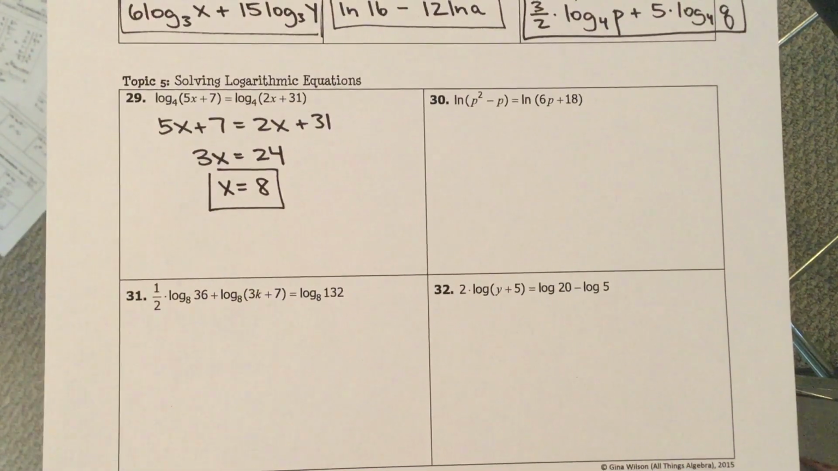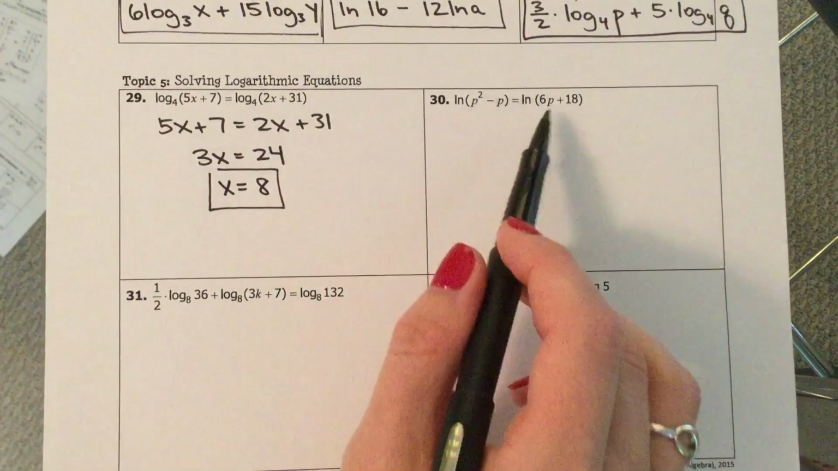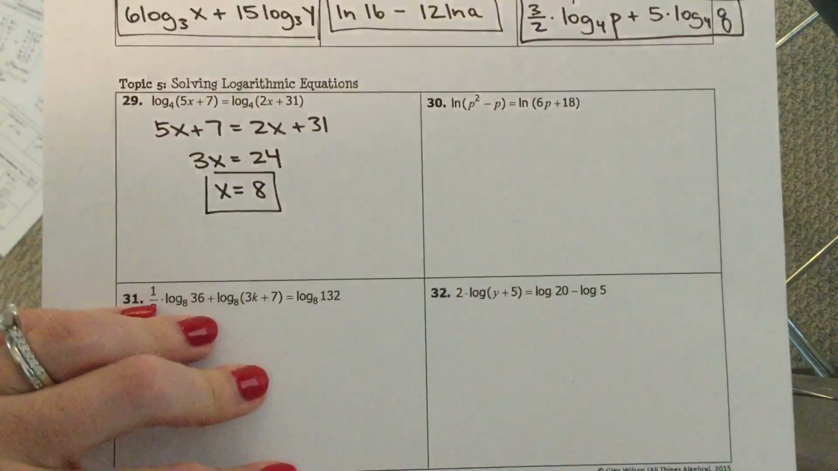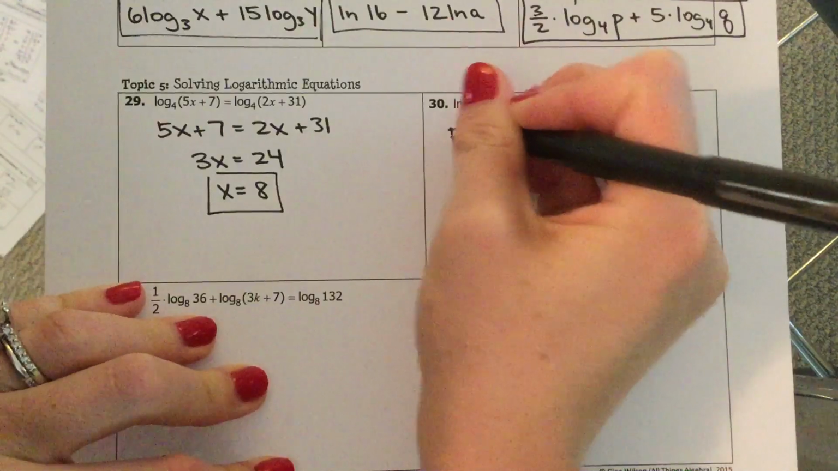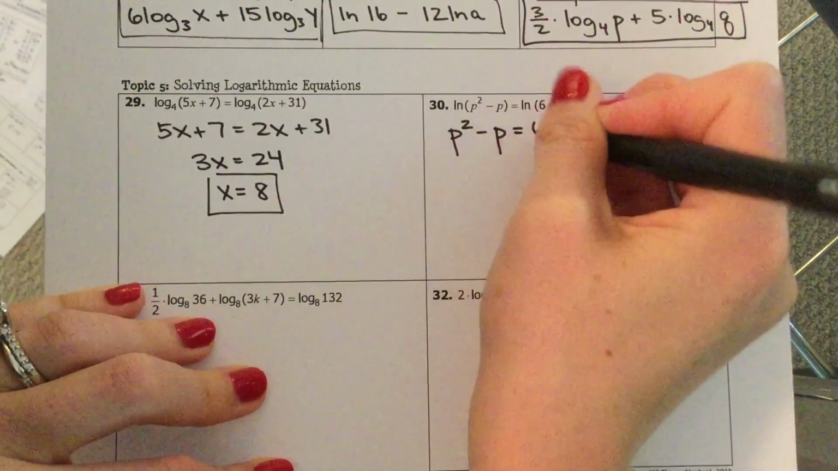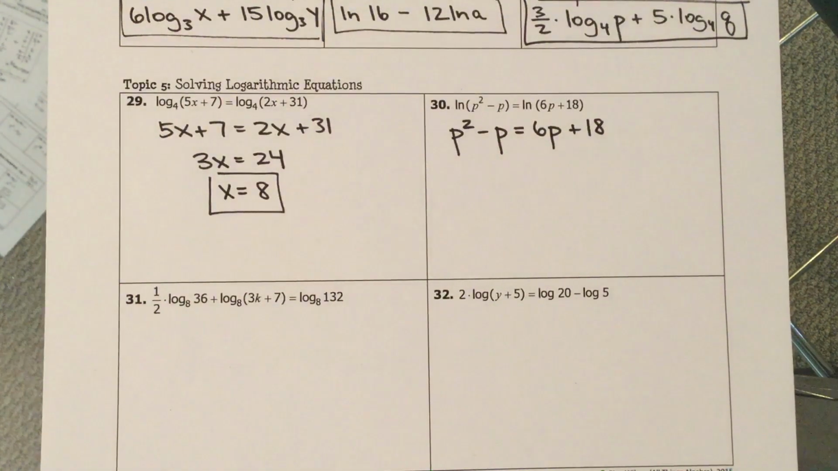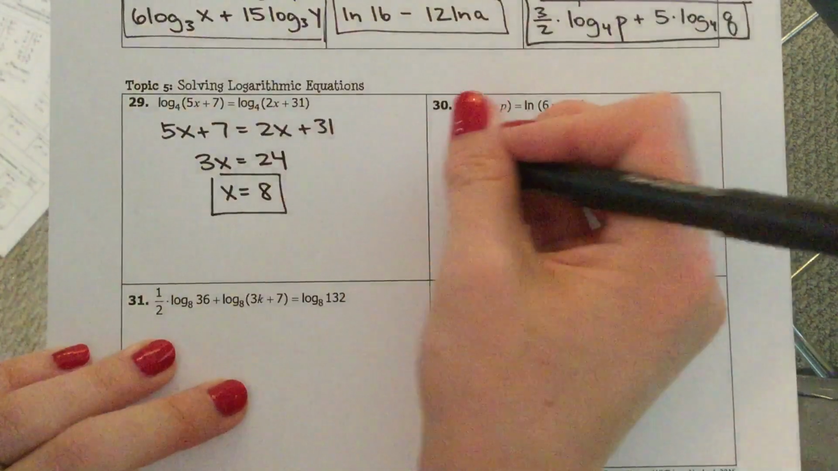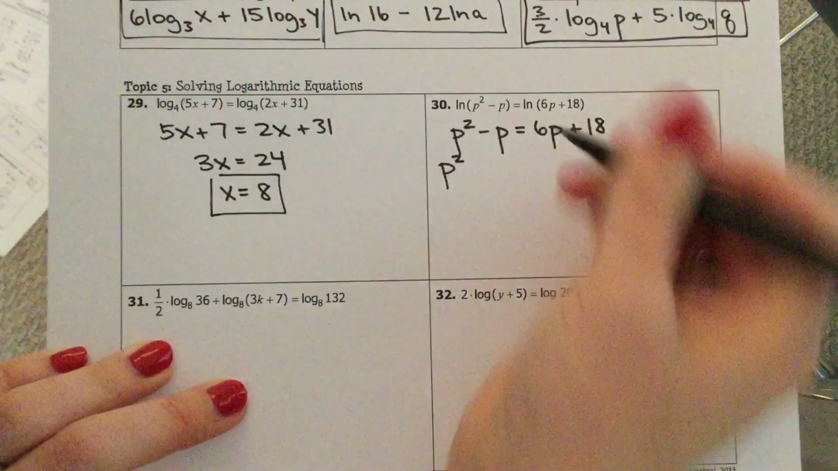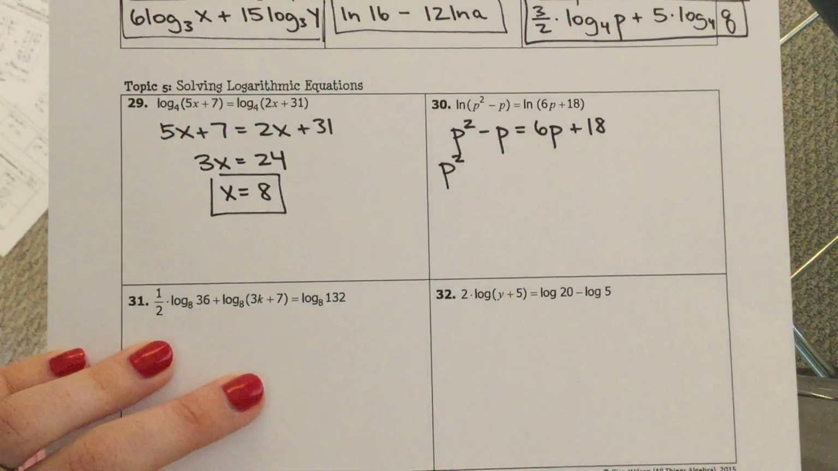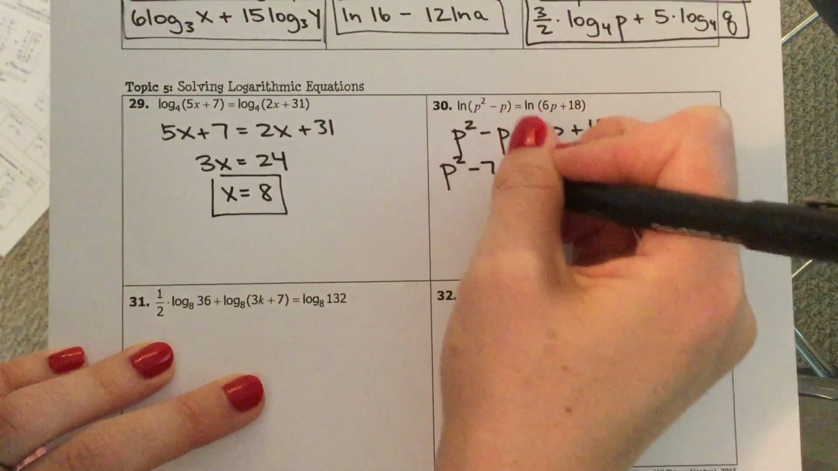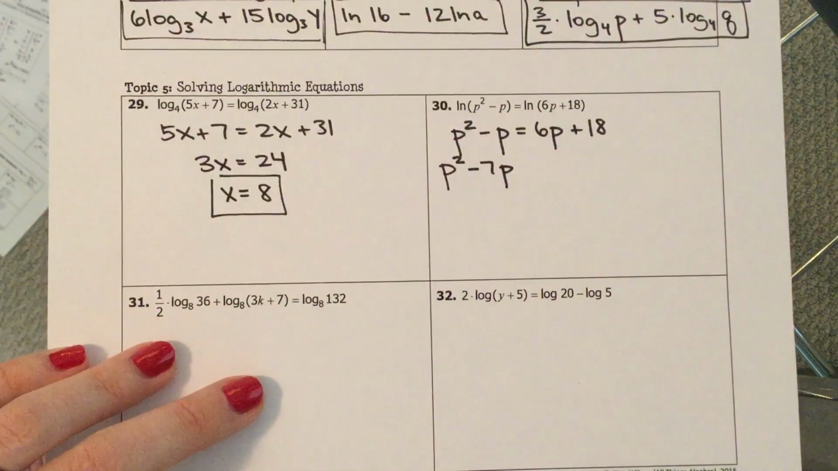Number 30, again, simplify each side separately. Make sure there's only one log, which there is. Then once that is set up, you have that property that says that you can set those insides equal to each other, and then we would solve that equation. This equation is a quadratic. Quadratics are solved differently than linears are, like number 29. Quadratics, you have to get everything on one side of the equation. So I have my p squared on this side. I'm going to subtract 6p from both sides. So negative p minus 6p is negative 7p.